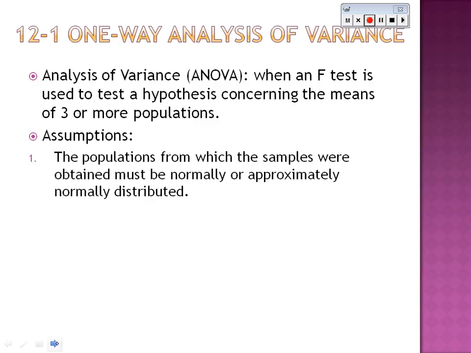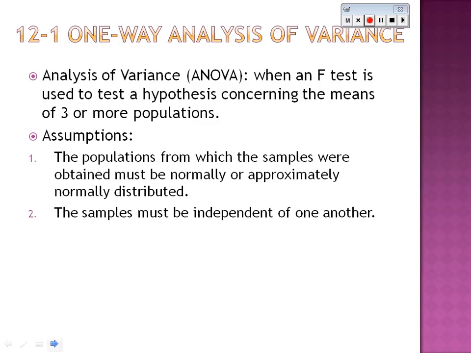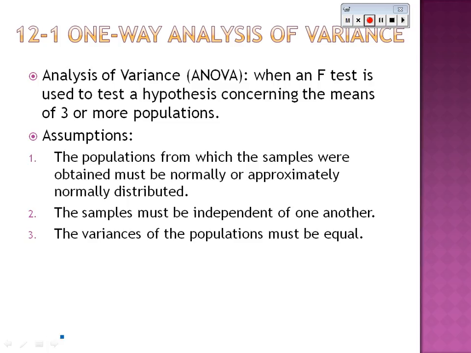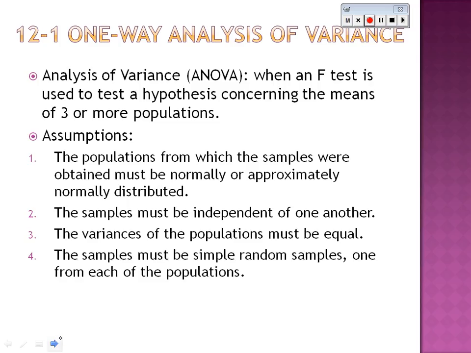The assumptions: populations from which the samples are obtained must be normally or approximately normally distributed. Samples must be independent of one another. The variances of the populations must be equal. The samples must be simple random samples, one from each population.